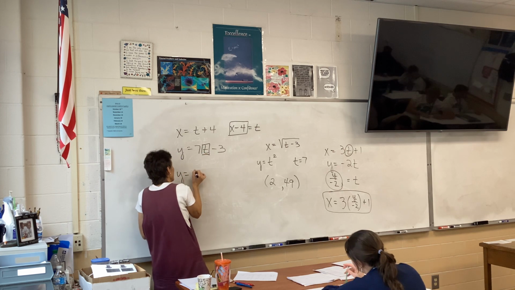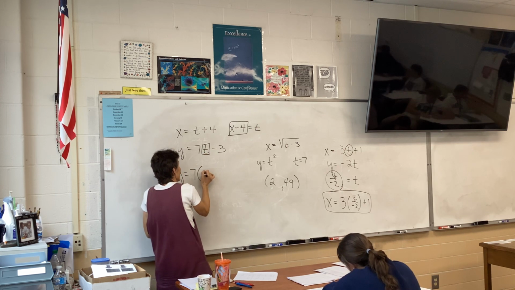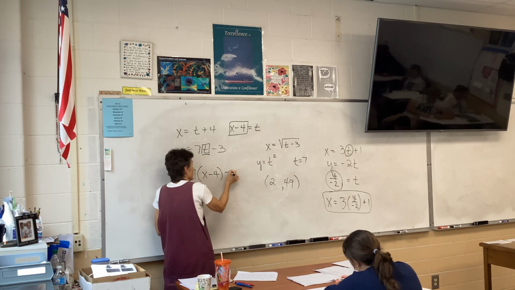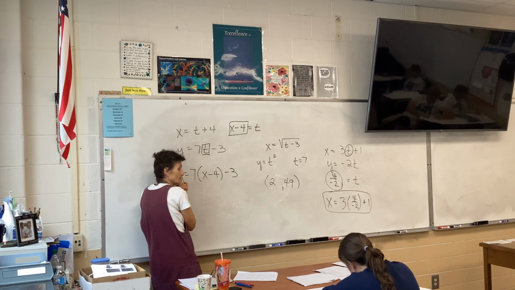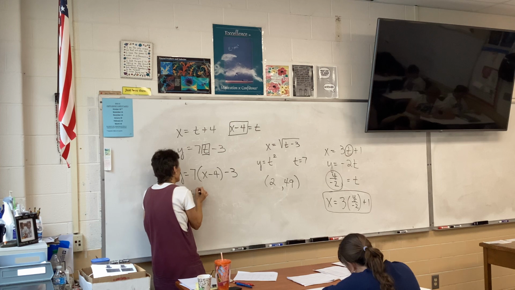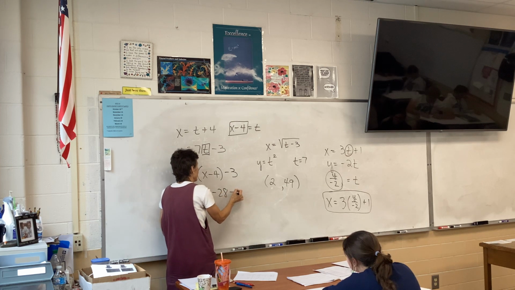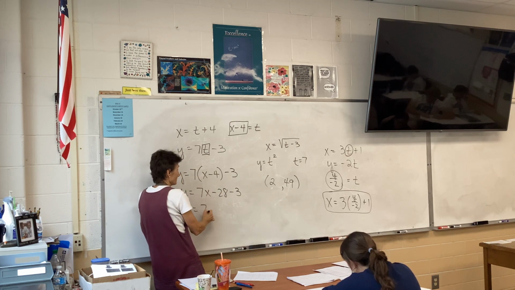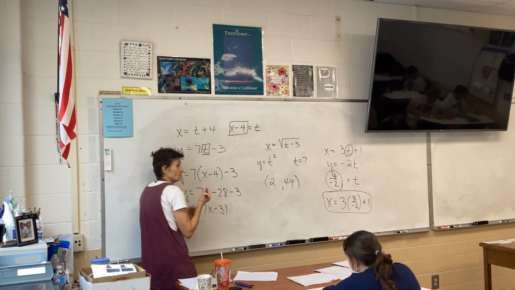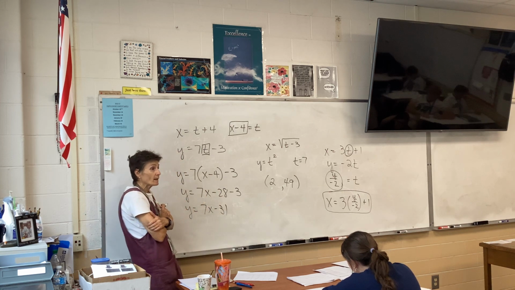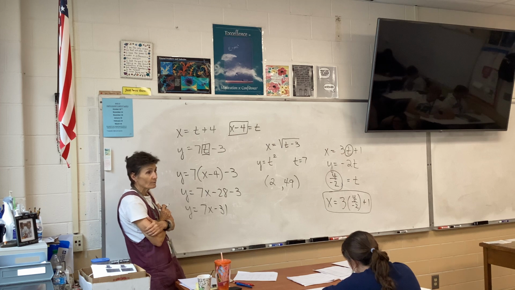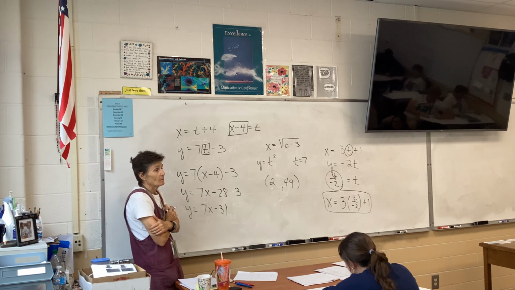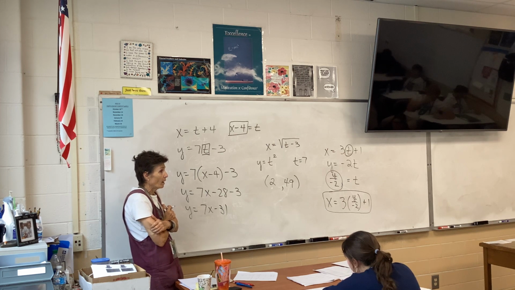So y equals 7 times (x minus 4) minus 3. I would distribute, and this would be easy to clean up. y equals 7x minus 31 is the direct algebraic relationship between x and y.